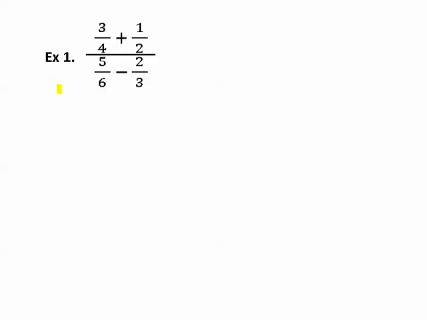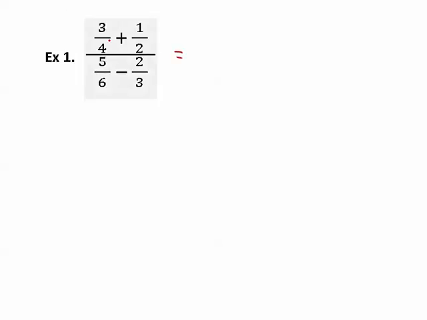So here we have example 1. We have this numerator that consists of fractions being added together and a denominator which has another subtraction of fractions in it. So the main fraction bar is here. So what we want to do is simplify the top, simplify the bottom, and then take care of simplifying the expression. Let's see how to do that.